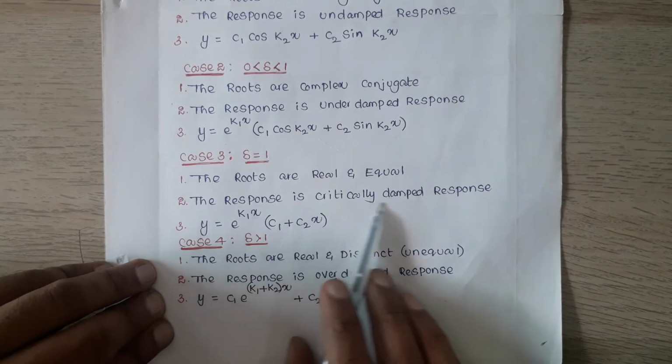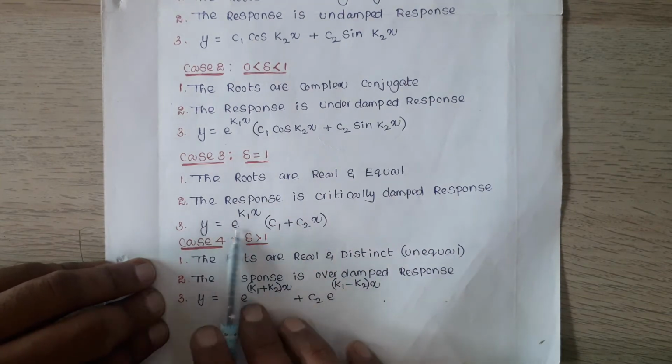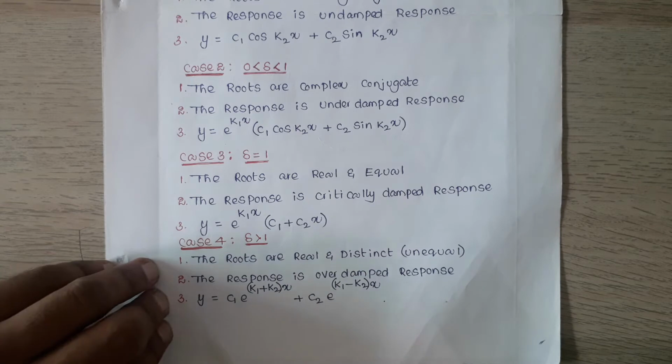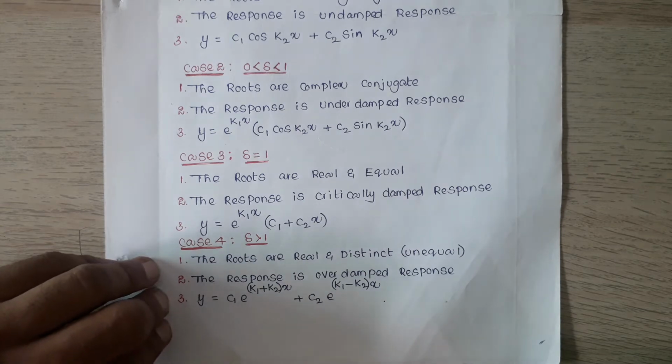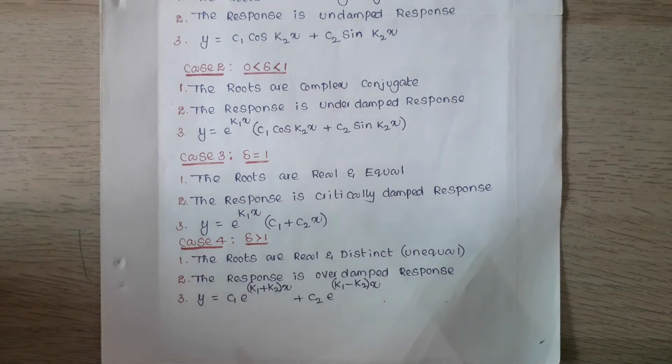The response is a critically damped response, and the response is of this type: y equal to e power k1x into c1 plus c2x. Here k1 depends on the values of RLC, and c1 and c2 are the constants which we have to get from the initial conditions. Next and last is case 4, zeta greater than 1.